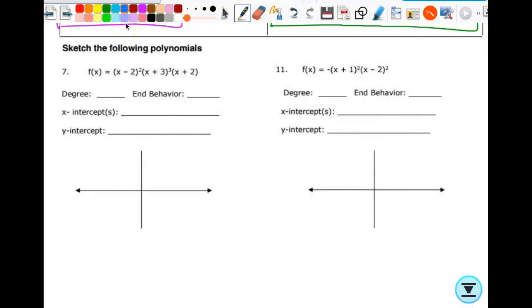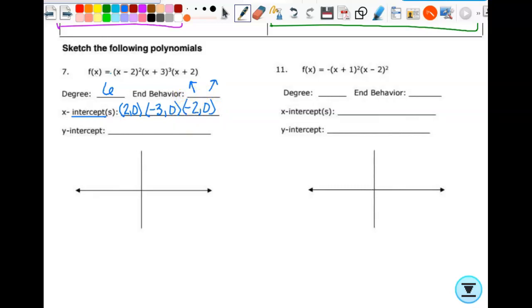So I need the degree. I have squared and cubed into the first, so this is 5. The degree is 6. End behavior models a quadratic. It's positive, so it's going to be up, up. My x-intercepts, not zeros, so they're ordered pairs. So I have 2, 0, negative 3, 0, and I have negative 2, 0.